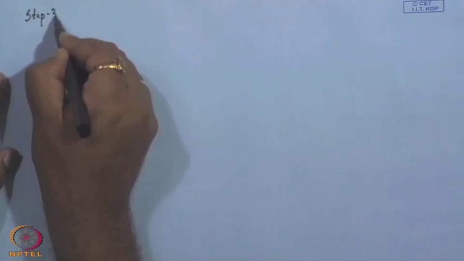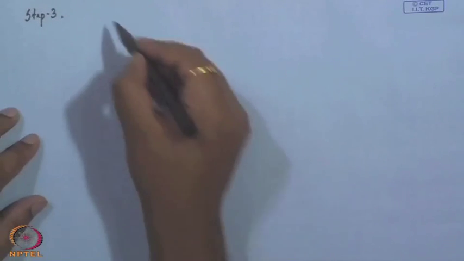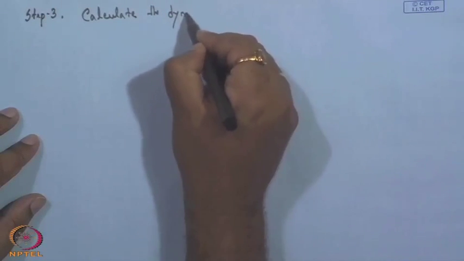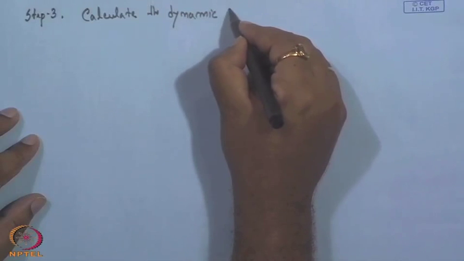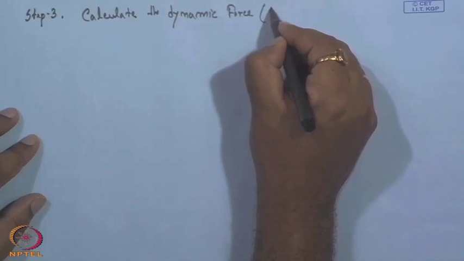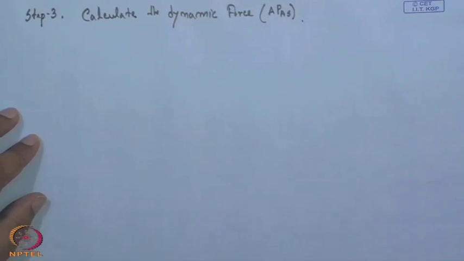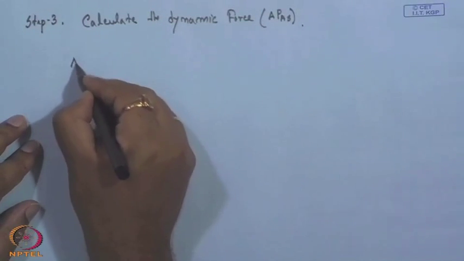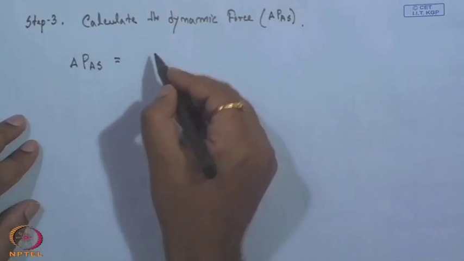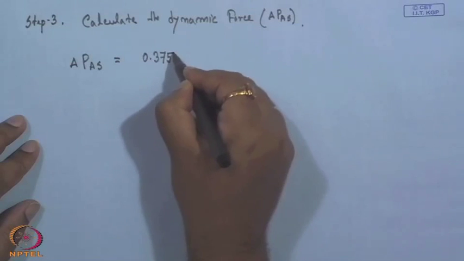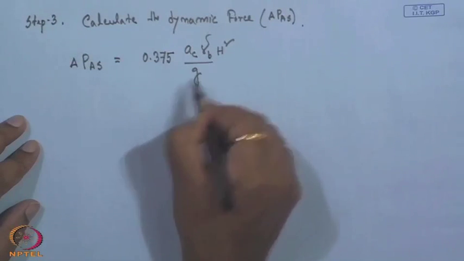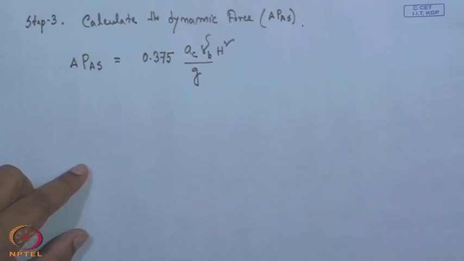Now, step 3. Once you get the A max, calculate the dynamic force, this delta P AS. This is the additional force due to the earthquake condition, and we can calculate delta P AS by using this expression: 0.375 AC gamma B H square by g. Now, what is gamma B?